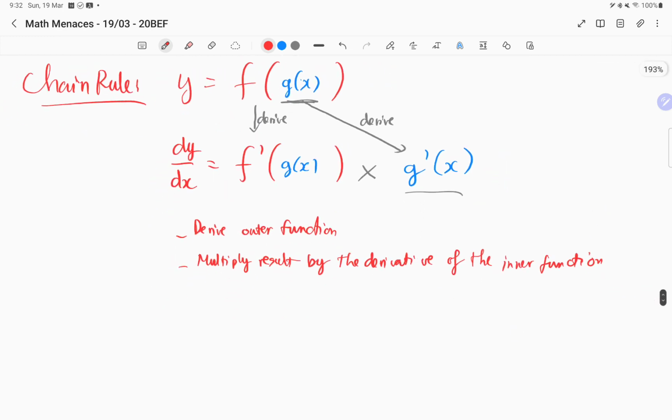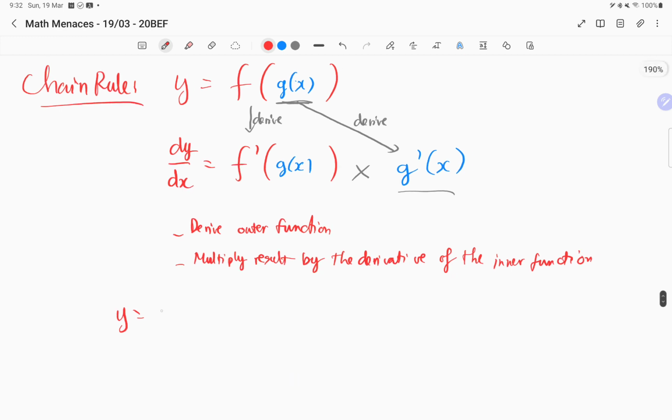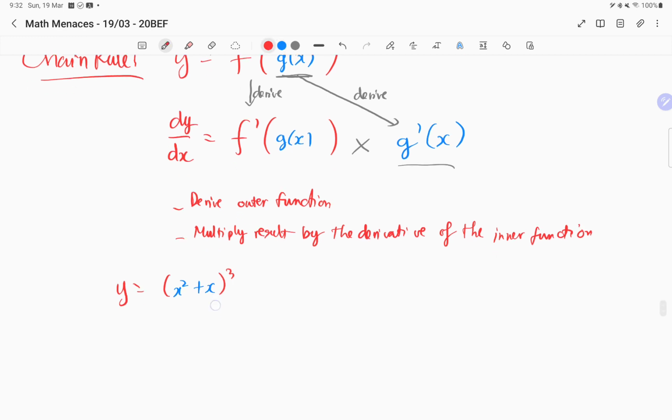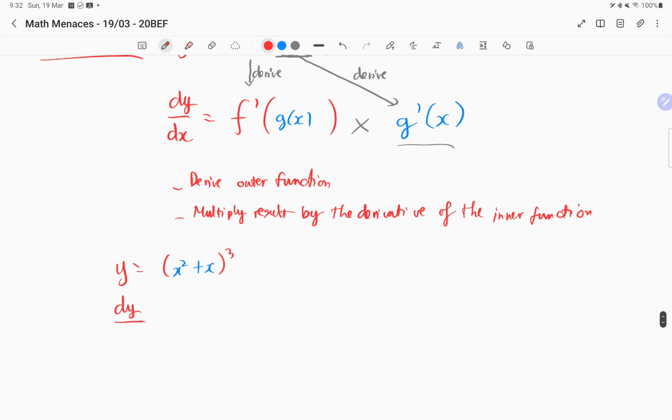I'll give you guys some examples. So if you have y equals something to the power 3, and I'll write the inner and outer function a bit clearer. So y equals (x squared plus x), everything to the power 3. Anything in red is the outer function, and anything in blue is the inner function. So if I were to derive this, dy over dx, first, when I derive the outer function, that would just be 3 times the bracket to the power 2. Because if it's something to the power 3, it's just 3 times that thing to the power 2.